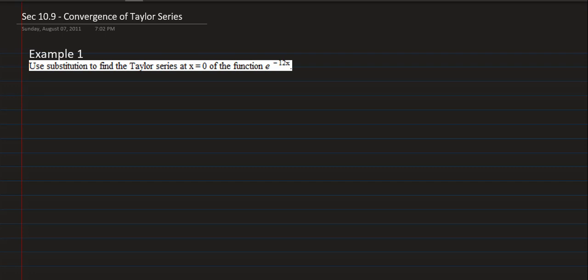left off last time. We're going to use the substitution method to find the Taylor series at x equals 0 for the function e raised to the negative 12x. In order to use substitution, we have to start with what the Taylor series is for e to the x. You should have this written somewhere in your notes from last time or have it on your series test sheet. e to the x is equal to the sum n equals 0 to infinity of x to the n divided by n factorial. So we start with the function that we want to find the series for, and that's going to be e to the negative 12x.